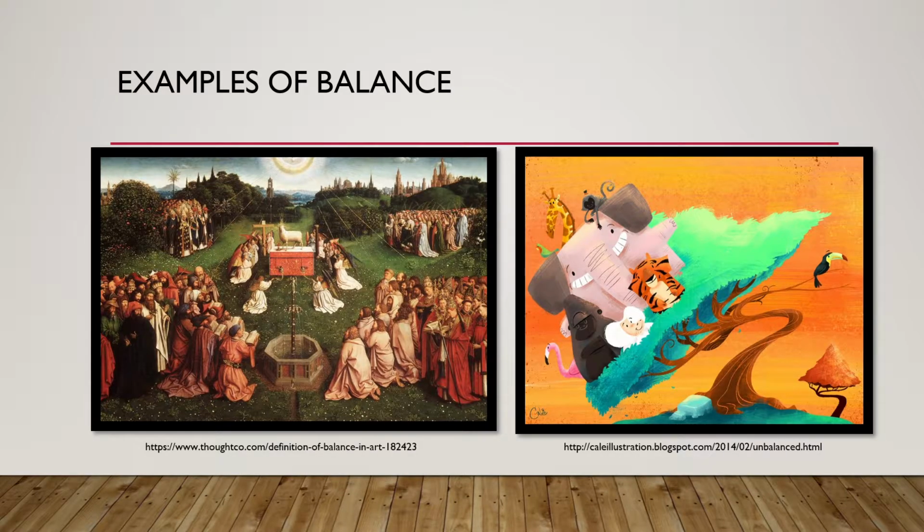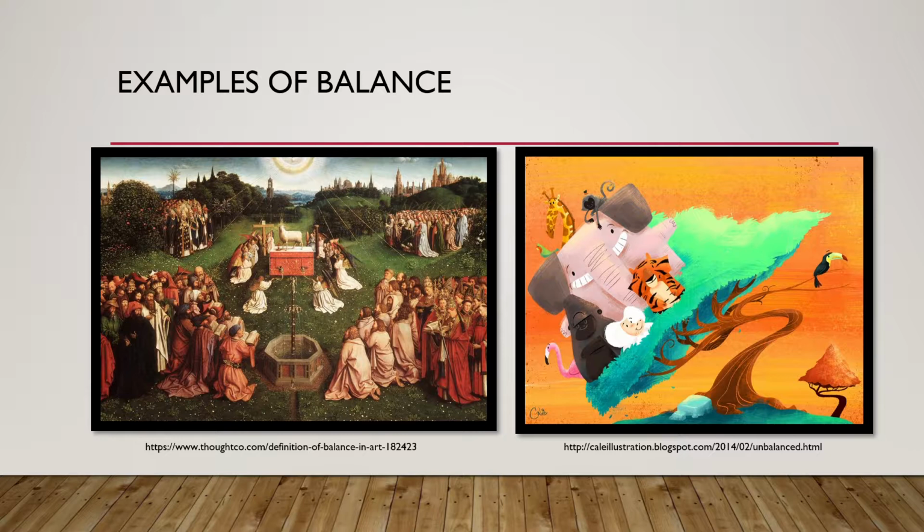So here are some examples of balance. On the left is a panel from Jan van Eyck's Ghent altarpiece, completed in 1432. There is equal distribution of weight and content in this piece. It's almost symmetrical right down the middle.